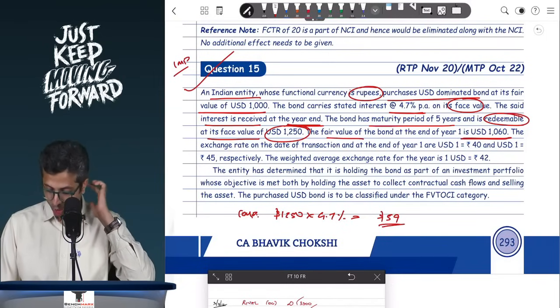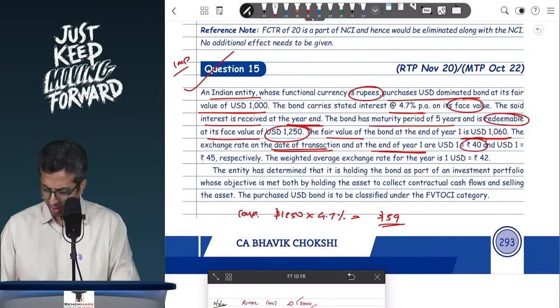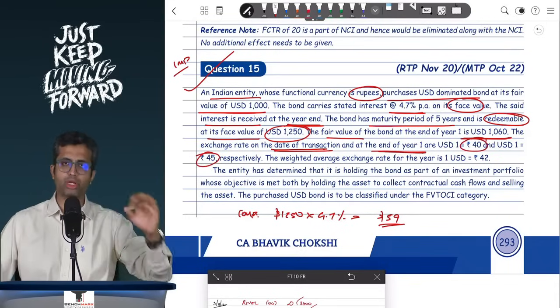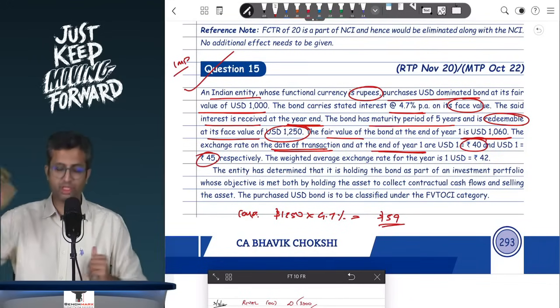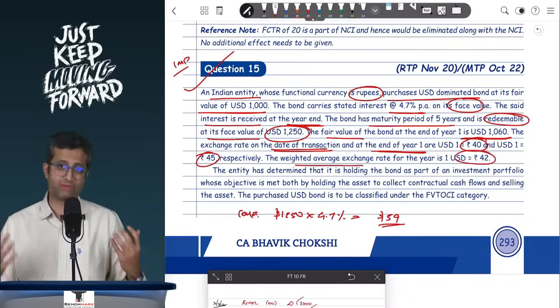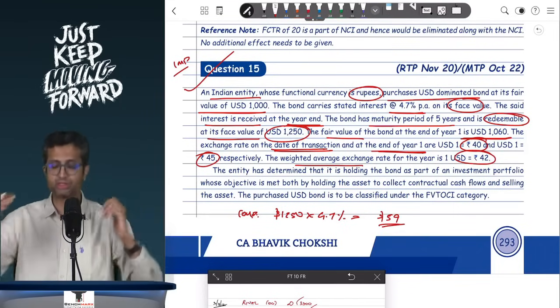The exchange rate on the date of the transaction and at the year end is rupees 40 and rupees 45 respectively. So when I purchase the bond, the rate is 40, but at the end of the year it is 45. The weighted average exchange rate for the year is 42. So average rate is also given. Opening rate 40 when I am purchasing, closing rate 45, average rate is 42.